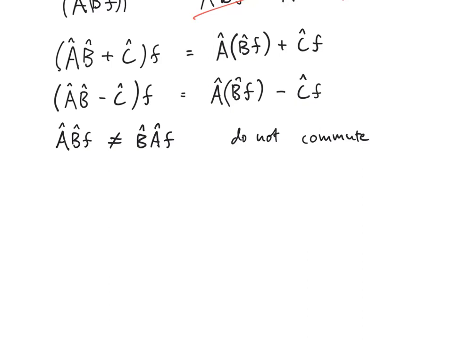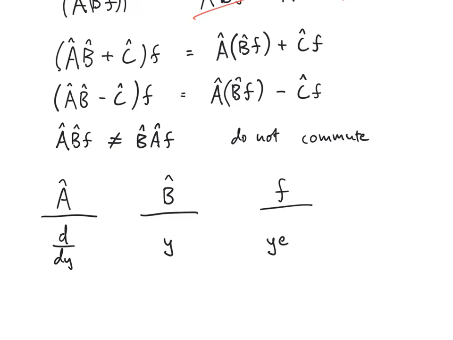Okay, let's see some real examples here. One type of problem you're fairly likely to encounter in your homework is you're provided with two operators and then also a function. And they'll give you an actual operator and they'll give you an actual function. So let's say that operator A is the derivative with respect to y, and operator B is just y itself, and that our function is y times e to the negative 2y cubed, like that.